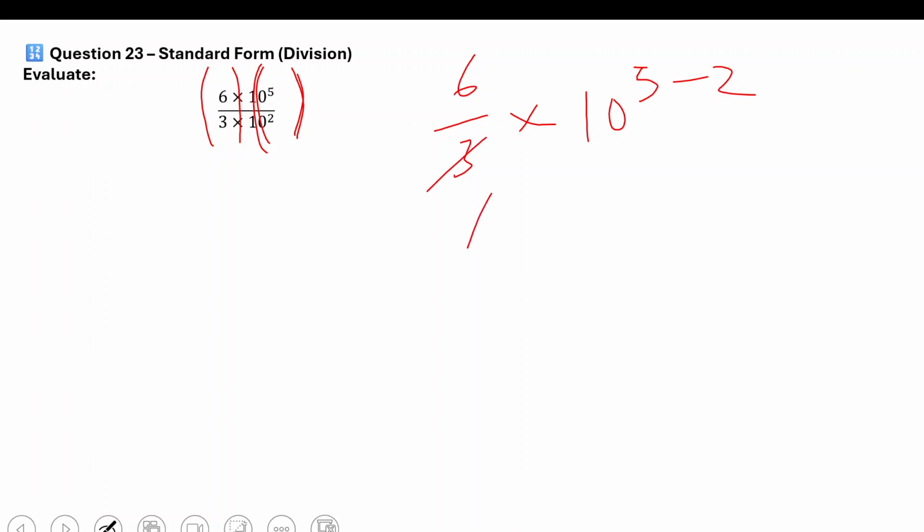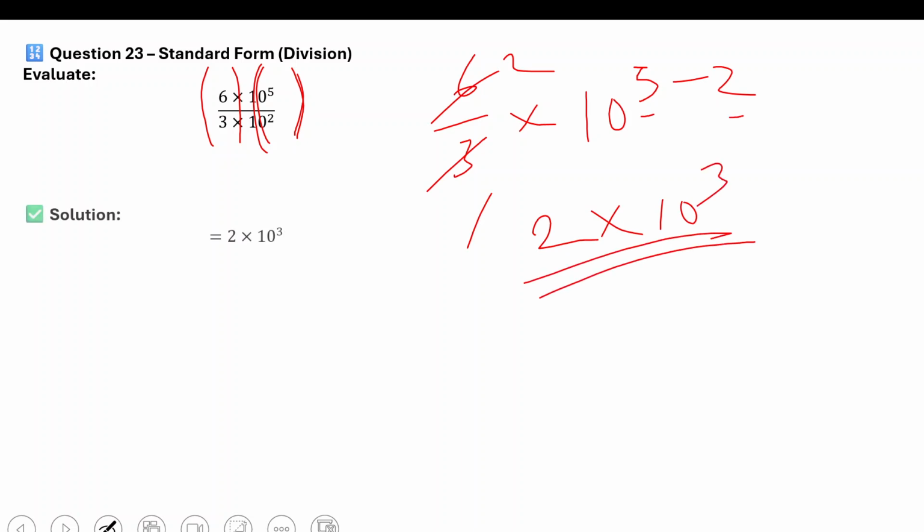So the next one is standard form division. See this one here, I can divide them, and for this one I can subtract the powers. So 6 over 3 times, because they are the same 10, I just take one 10 and subtract the powers, 5 minus 2, right? So this is 2 times 10 to the power 5 minus 2, which is 3. So this is the answer.